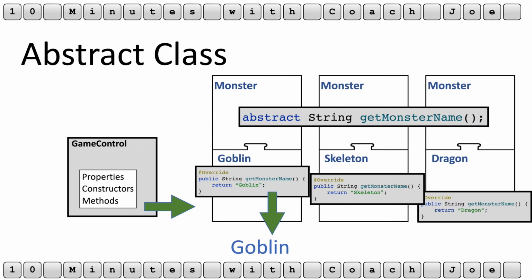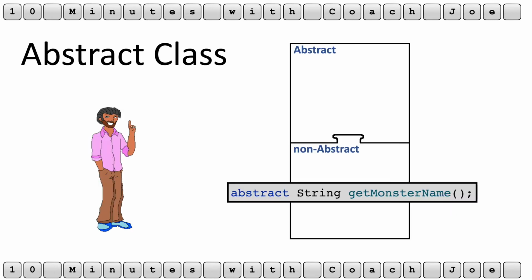The end result is the same. The Goblin child class will return Goblin, the Skeleton class will return Skeleton, and the Dragon class will return Dragon. Please note, a non-abstract class cannot have abstract methods. Let's look at the code for the abstract class.